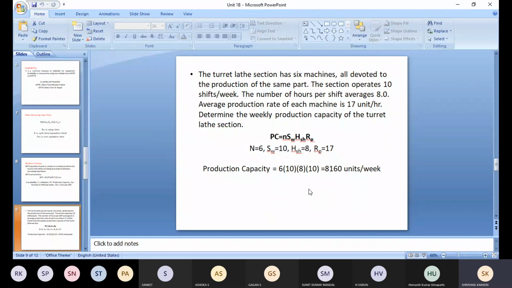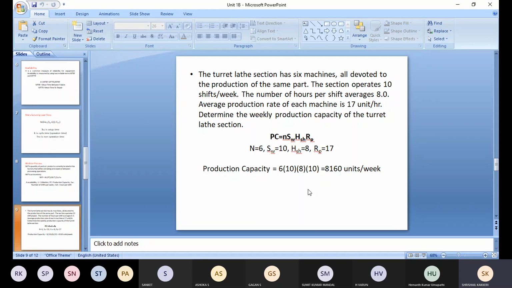A turret lathe section has 6 machines. That means the number of machines will be 6. All devoted to the production of the same part. That means it is a job shop production. That means for the entire shift or the entire month, the type of production taken will be of the same type. Okay, it is a job shop production.